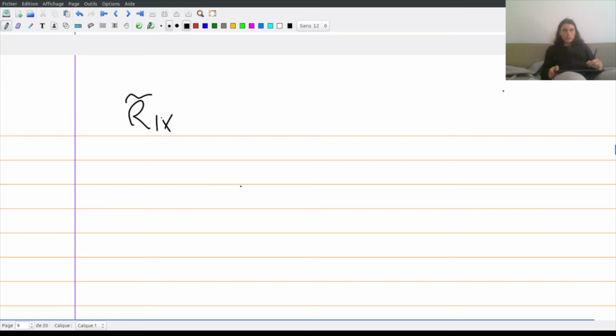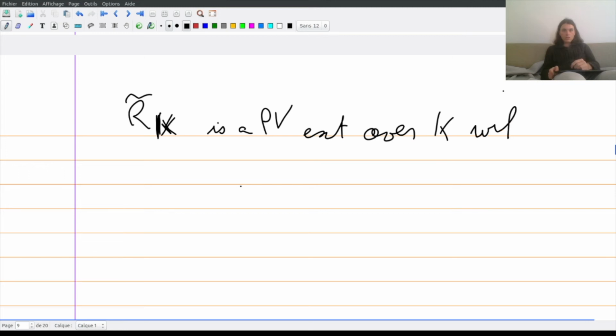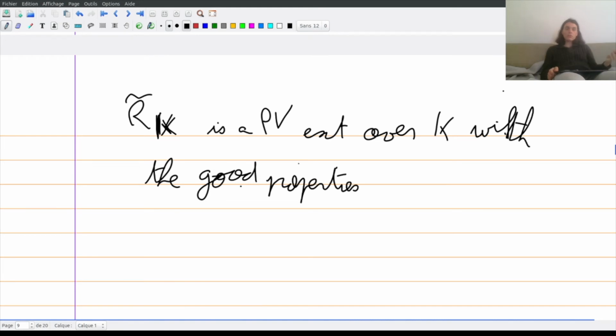So R over big K is a Picard-Vessiot extension over big K with the good properties. So the first column is your vector y1 until yn.